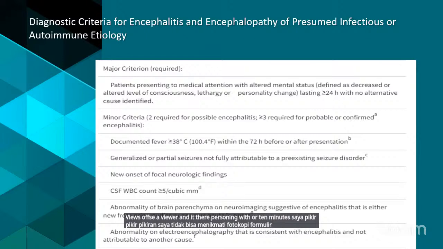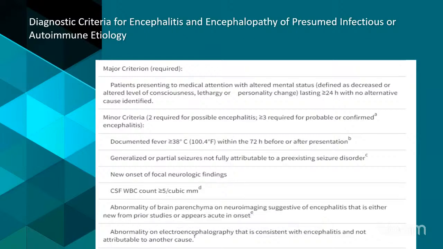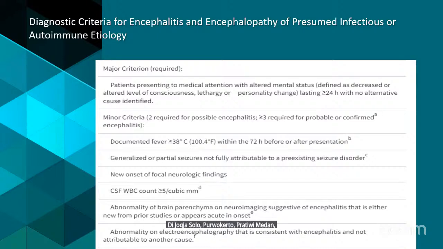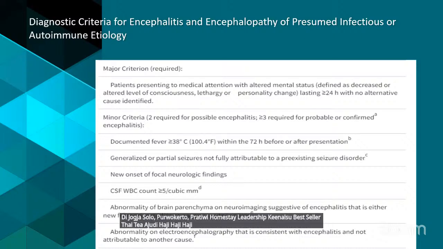That means that the brain parenchyma is involved. Now we need to see whether it is an infectious cause or not. So the minor criteria will be documented fever of more than 38 degrees Celsius within 72 hours before or after presentation. This is very important. So the patient might present with altered sensorium, and fever can come later on. That can also satisfy the criteria for encephalitis. Then the presence of generalized or partial seizures, new onset focal neurological findings, CSF pleocytosis, neuroimaging abnormalities suggestive of encephalitis, or abnormalities in the EEG.